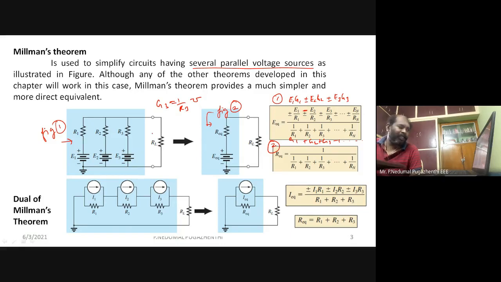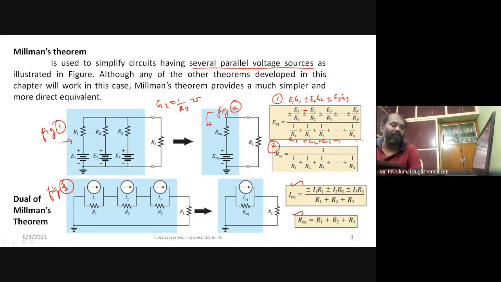On the other way, you might also have a circuit which is having current sources in parallel with resistances, connected in series, like what you have in figure 3. You can convert this network into its equivalent form, like I equivalent and R equivalent. And the formula for I equivalent is provided and R equivalent is provided.